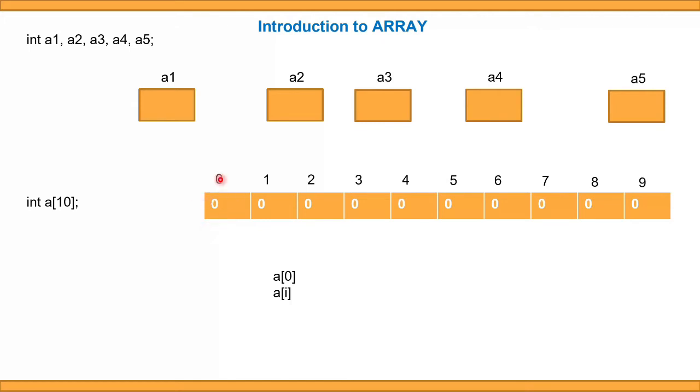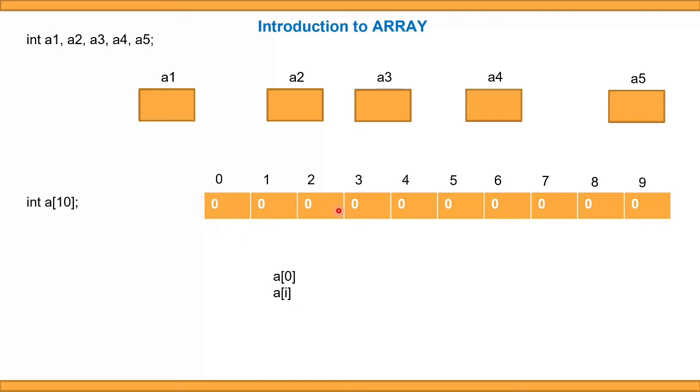The first memory is allocated to the first element of the array, and then the next memory is allocated to the second element of the array. So you cannot see a gap like this in an array. Now, if you want to access a particular element from this array, you can write like this: a[0]. a[0] means this first element. a[i] means the ith element. So if I write a[1] instead of i, that means this element. a[2] means this element, a[3] means this element. This is the syntax of accessing a particular element in this array.